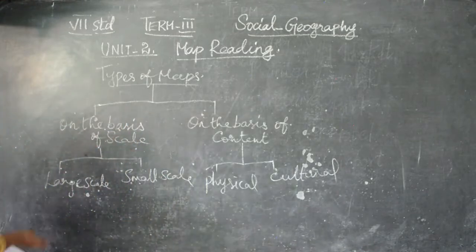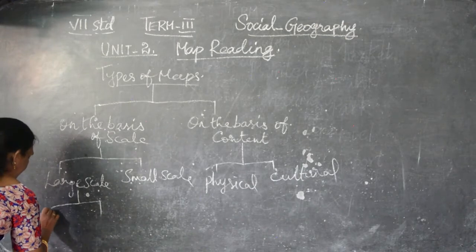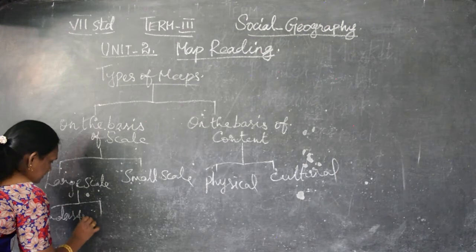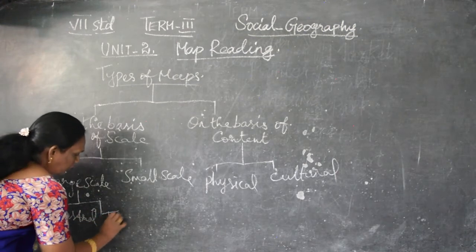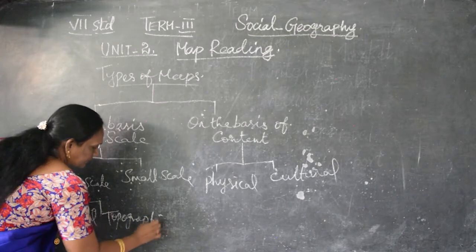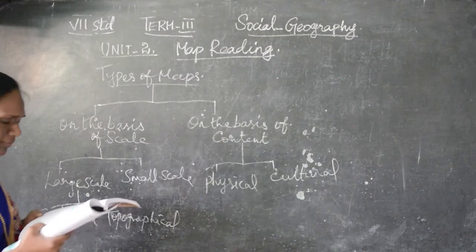In large scale maps, two types are there. One is the cadastral map, another one is the topographical map.